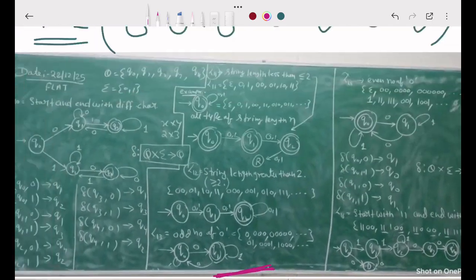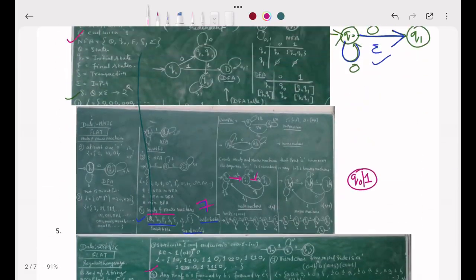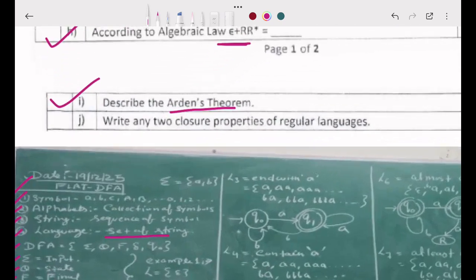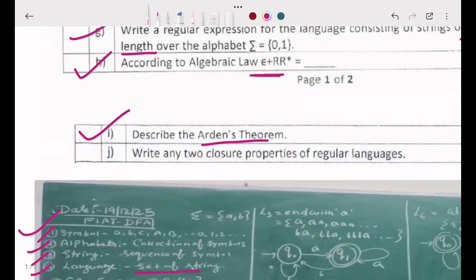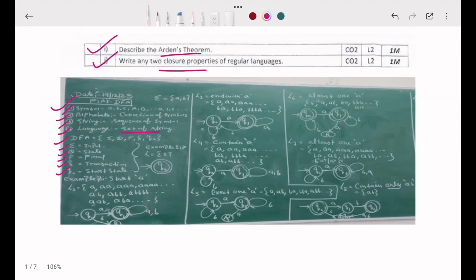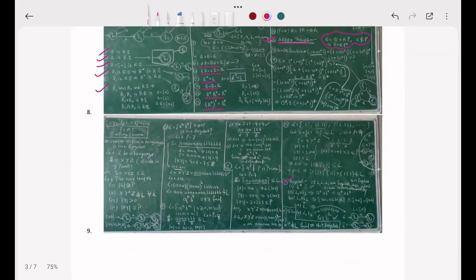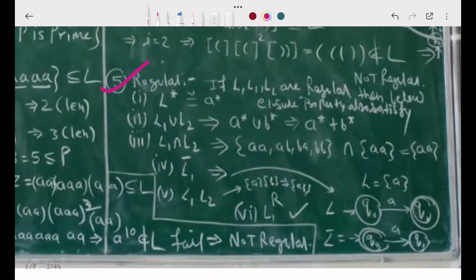If we go to the questions, you can see all these questions we explained during our class presentation. Okay, so this question we solved, this question we solved, this question we solved. Now the last question is the closure property. And if we go to our class presentation, this question was also solved during our class presentation. You can see the closure property.